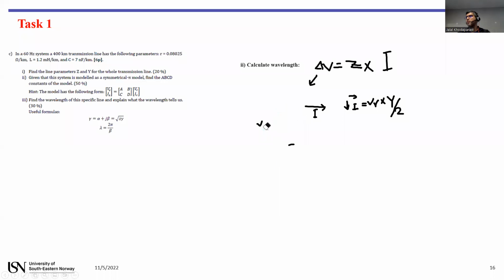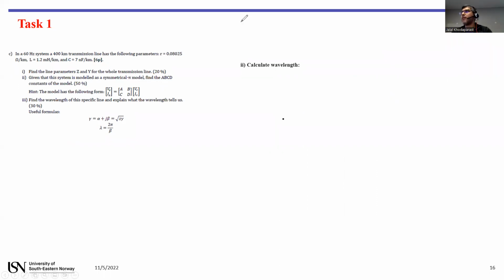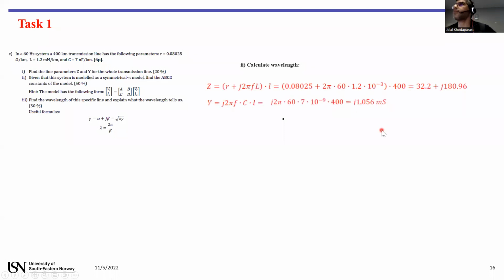Let me erase to calculate the final subtask. The task asks us to calculate the wavelength. We know how to calculate the wavelength.